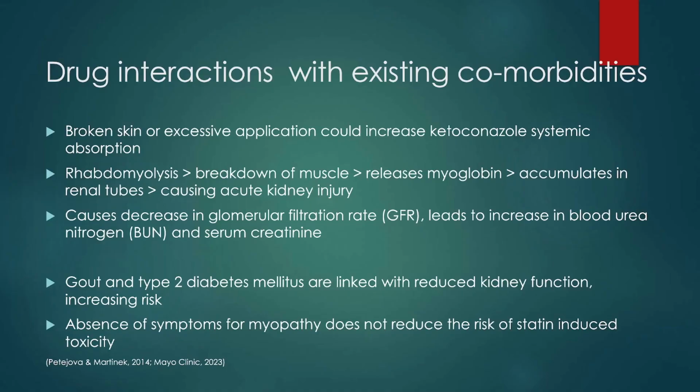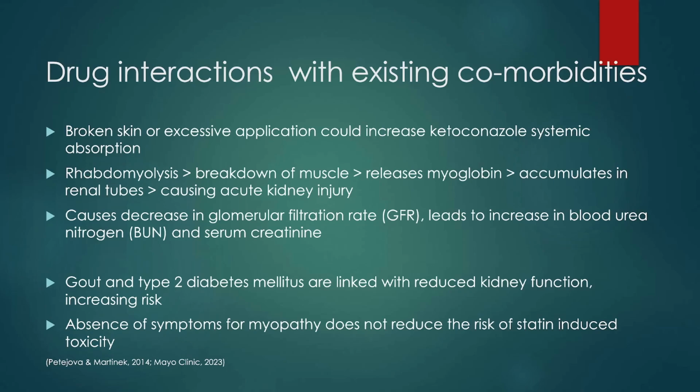Even though ketoconazole is used topically at 2%, broken skin or excessive application can cause an increase in systemic absorption. In severe cases of muscle toxicity, rhabdomyolysis can be contracted. This breakdown of muscle releases myoglobin, which is nephrotoxic and can accumulate in renal tubes, causing acute kidney injury.